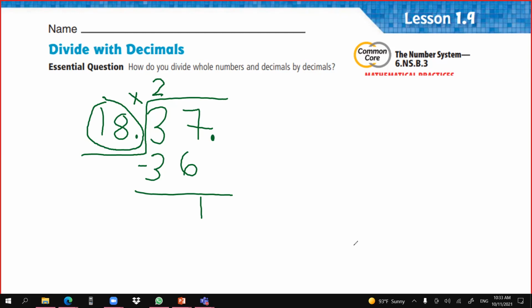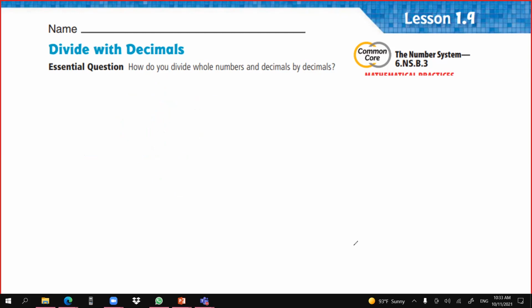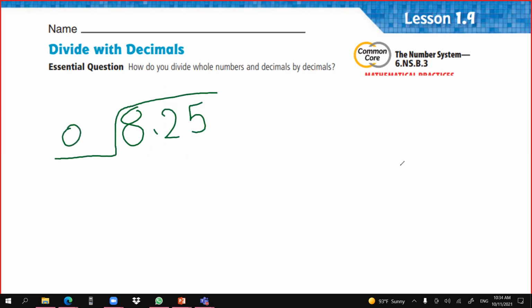Let's take another example. If we have 8.25... Sorry for cutting you off, but can we move the decimal point to the left? No, to the right only.